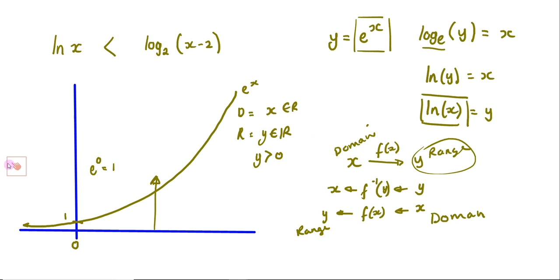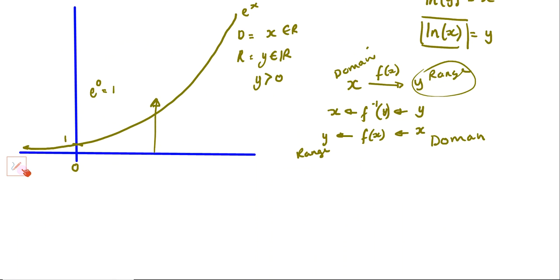Therefore, we can use that information to say the natural log of x, the domain now is x can be any real number, but x has to be greater than 0. And the range, y can be any real number. You swap the two around. Okay?